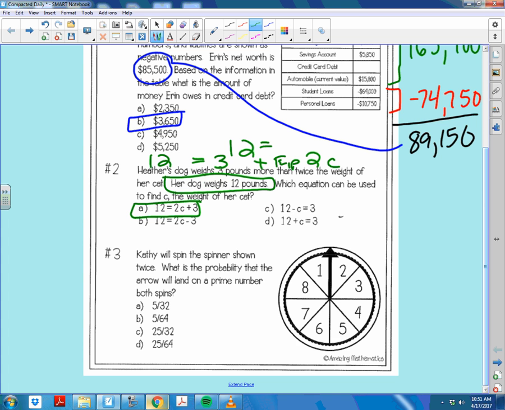Okay? And last, Kathy will spin the spinner twice. What's the probability the arrow will land on a prime number both spins? How many prime numbers, Bennett, are on the spinner? 1, 2, 3, 4. 1 is not a prime number. Therefore, it's 4 out of 8 times 4 out of 8, which simplifies to 1/2 times 1/2, which is 1/4, which is none of these.